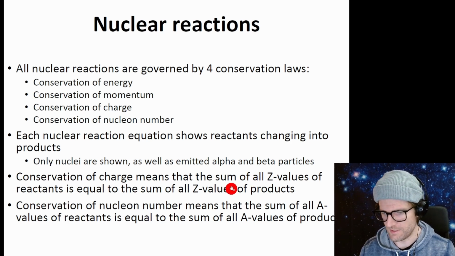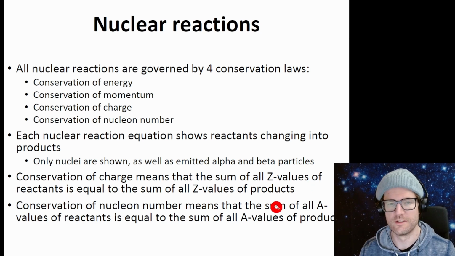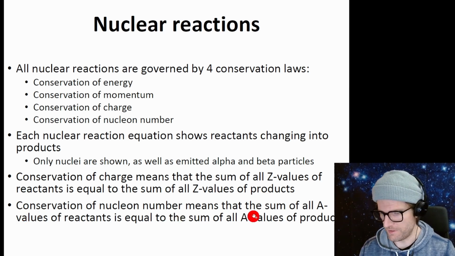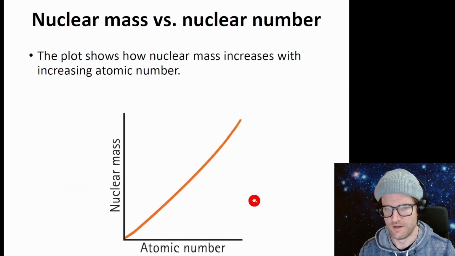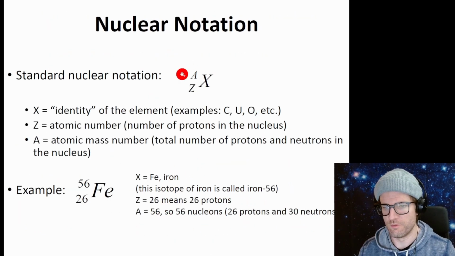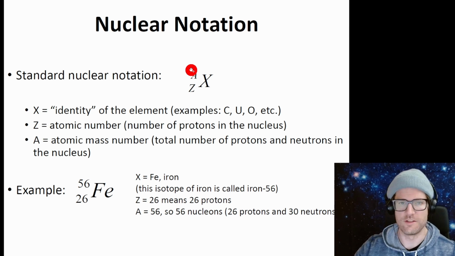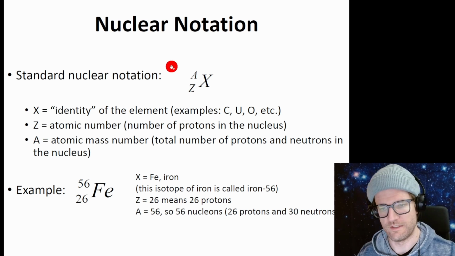Conservation of charge means that the sum of all the Z values of the reactants equals the sum of all Z values of the products. So that means we can't change the amount of charge in total. Conservation of nucleon number means that the sum of all A values of the reactants is equal to the sum of all A values of the products. So before a reaction, if you add up all the A's, that should equal all the A's added up after. And same thing with Z.